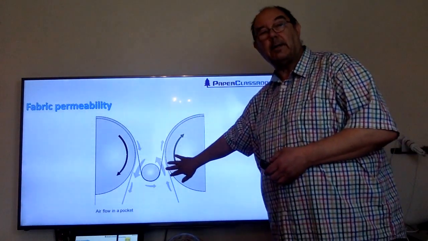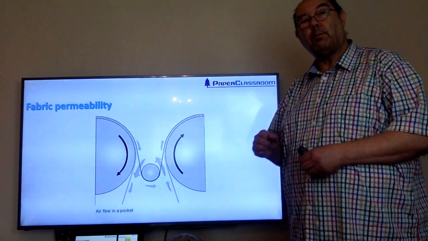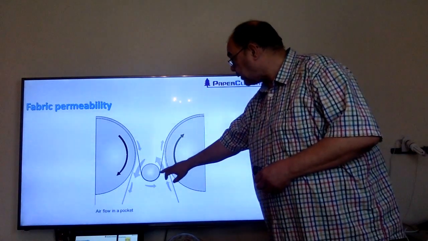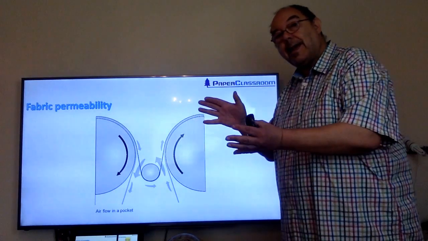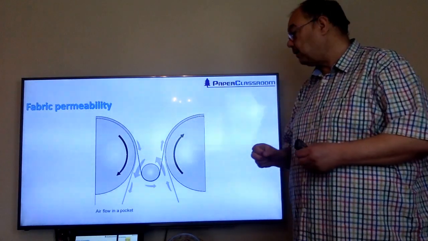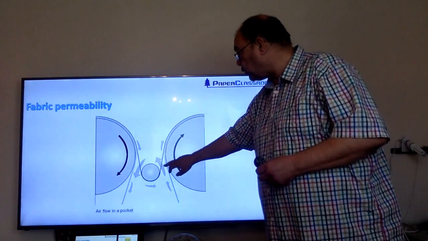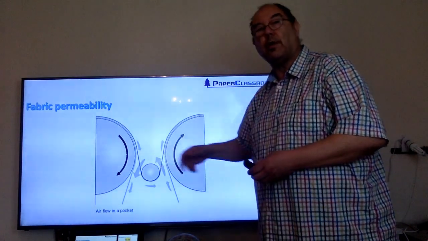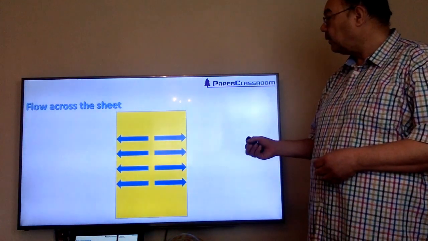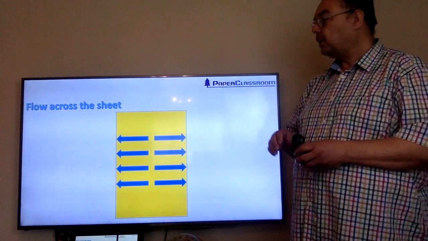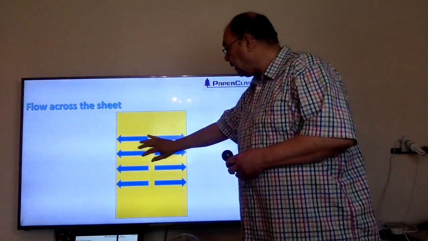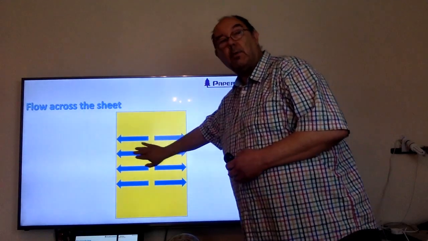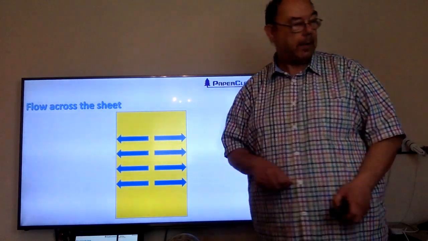At the other side, we have what we call a compression wedge. As the dry fabric and the paper come together, the air is squashed out of the wedge there and passes through the dry fabric. Now, this is what happens when the air passes through the dry fabric. It hits the paper and then it moves that way and it moves that way.